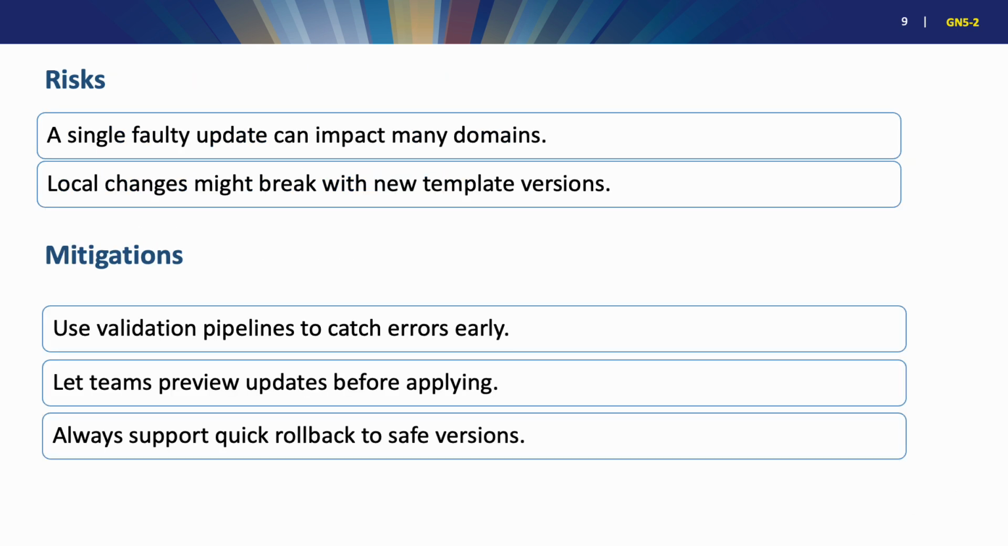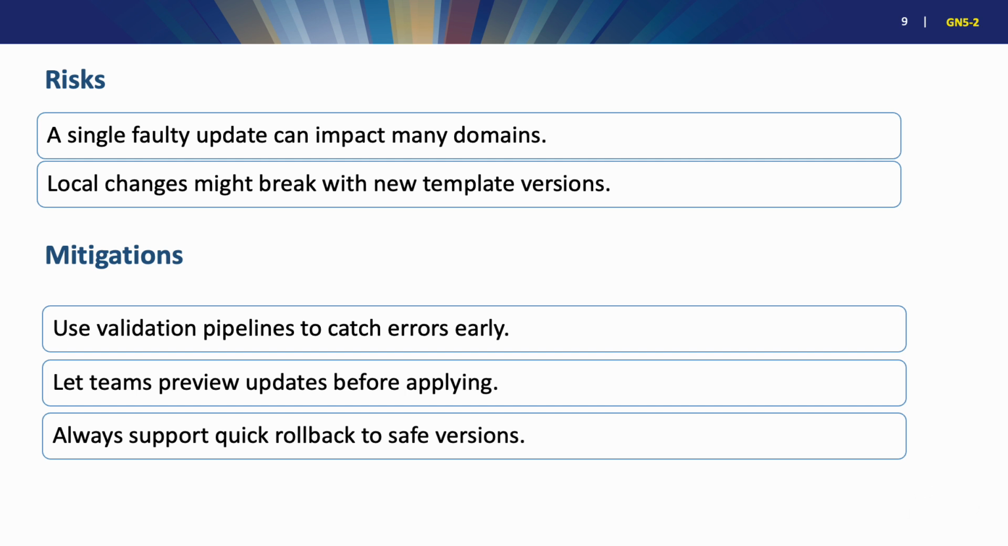There are some risks involved, of course. Sometimes a change to a template might be made without fully understanding how it is used in other domains. This can lead to unexpected problems or even break things. On top of this, local settings that teams have added might not work well when combined with the new updates from the main template. In the worst case, a faulty update could spread across many domains and cause outages or disruptions.